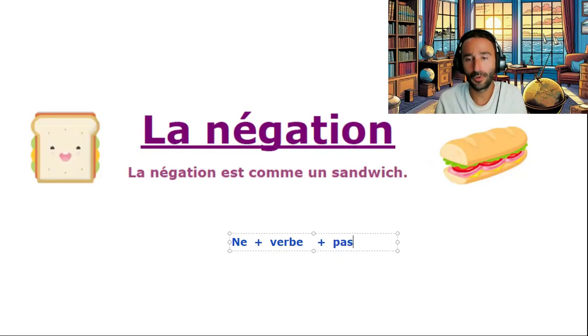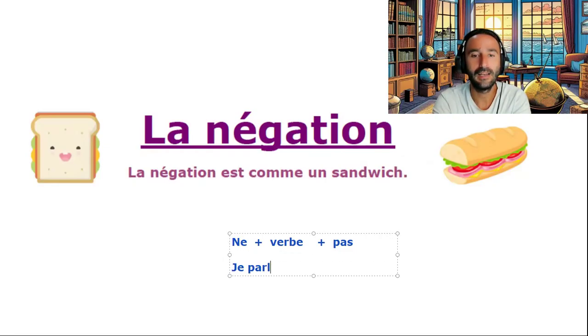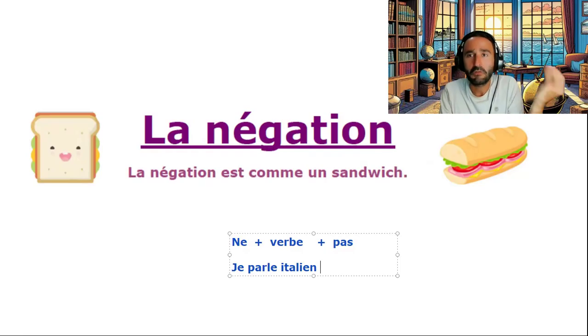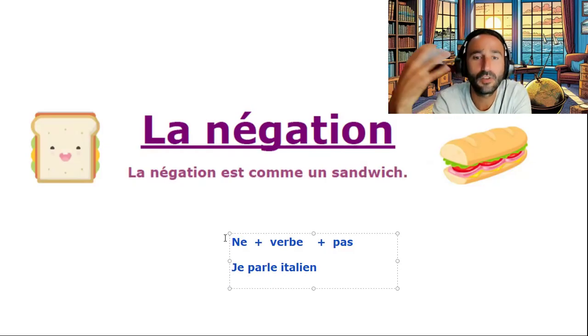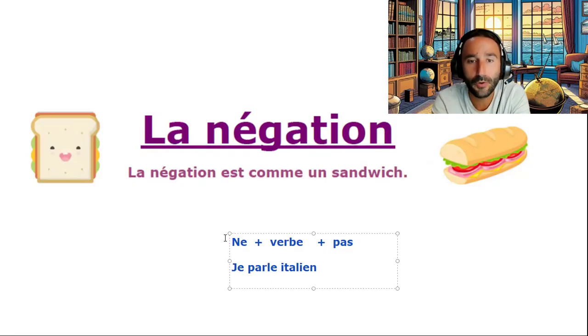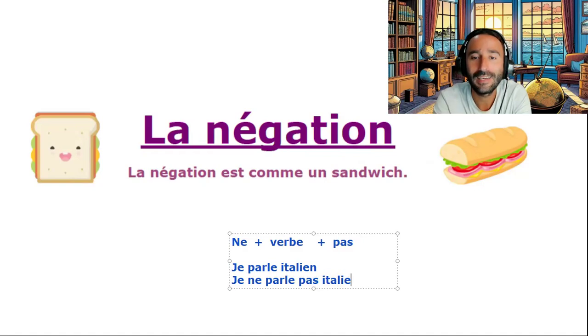For example, je parle italien. I speak Italian. I don't speak Italian. So how do I make a negation? Where is the verb? The verb is parle, I speak. So I'm gonna say je ne parle pas italien. Ok, j'espère que c'est clair. I hope it's clear.